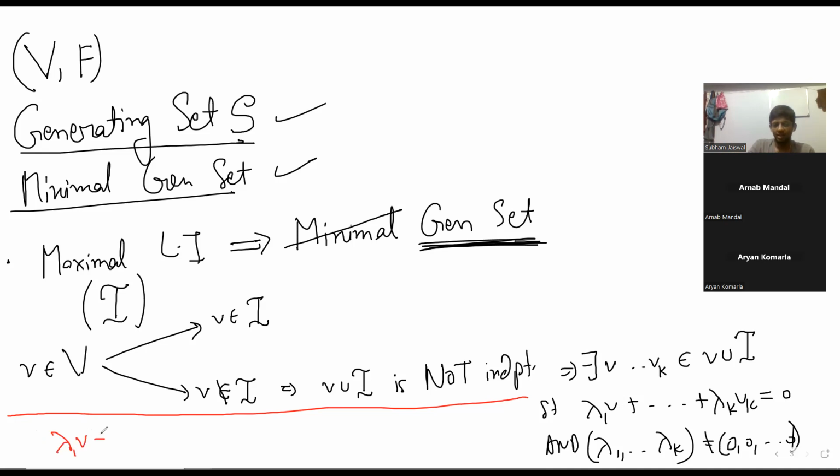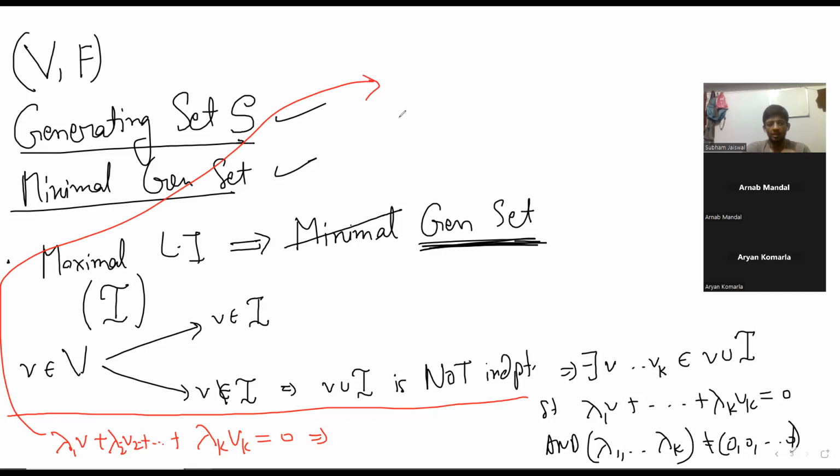Yes, that's the same argument. Correct. Then what do you do? So then we rearrange, like we can put lambda 1 V1 as minus of lambda 2 V2 and so on. Okay, then we multiply both sides by the inverse of lambda 1.